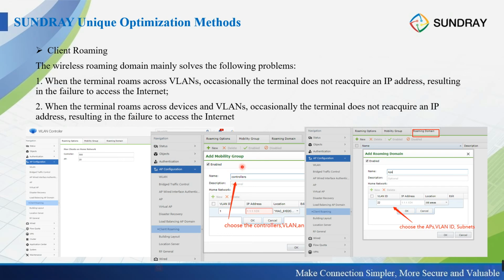We can use these methods. That means even if this station didn't get a proper IP address, the data will be roamed back to its home AP. So for users' Ethernet access, or when they want to visit the wireless network, the Ethernet will not be affected by this roaming.